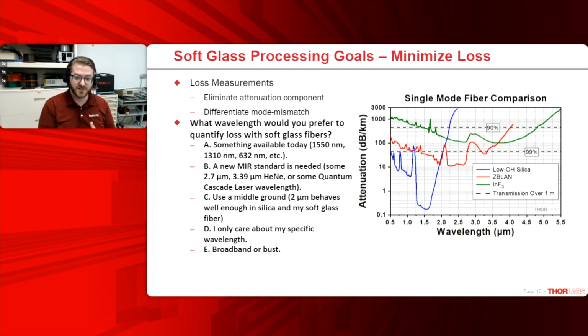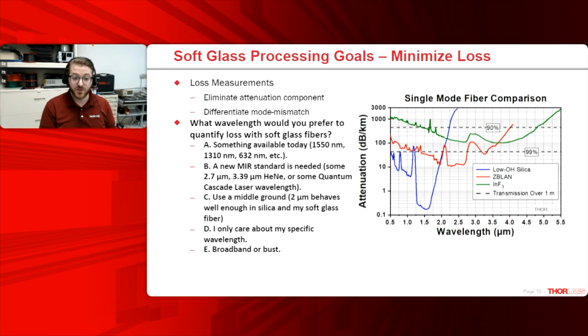So as far as the mode mismatch, I want to know what kind of metrics you would be interested in. And the way I see it, there's 5 obvious choices. One, something that's available today. So a 1550 or 1310, even a visible stabilized source. These exist already. You might even have one in your lab. And even though it might not be ideal for the splices that we're talking about, it's available and that's what counts. Then a new mid-infrared standard might be needed.